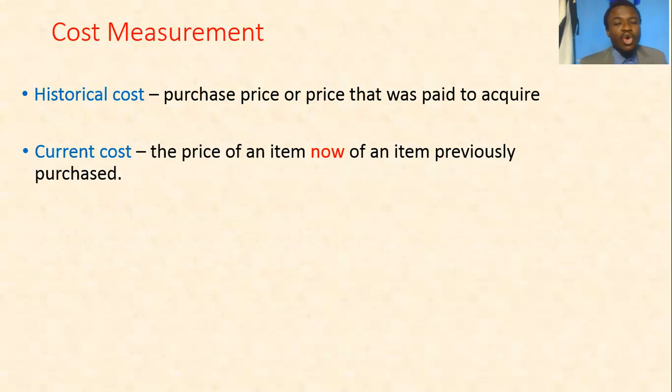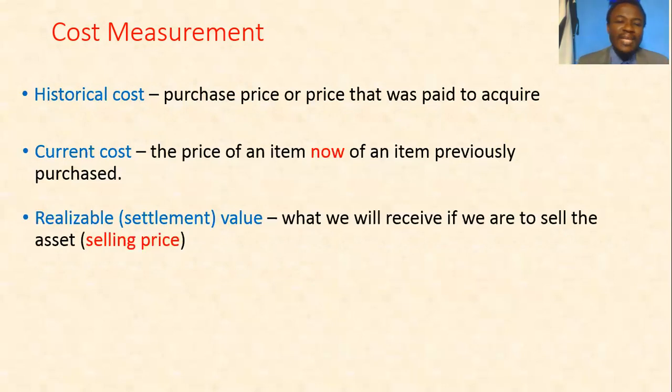So you can either record the asset at its historical cost and depreciate it over time, or you record it at its current cost, the price now of an item that you previously purchased. You can also record it at how much you will receive if you were to sell off the asset. That is the realizable or settlement value. So you can also record it at its realizable value.